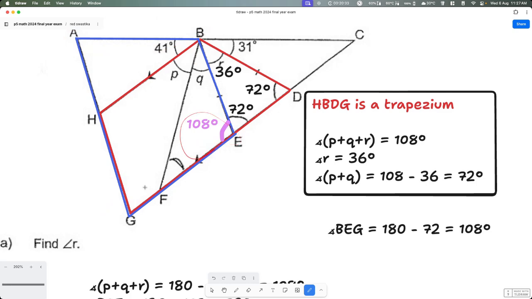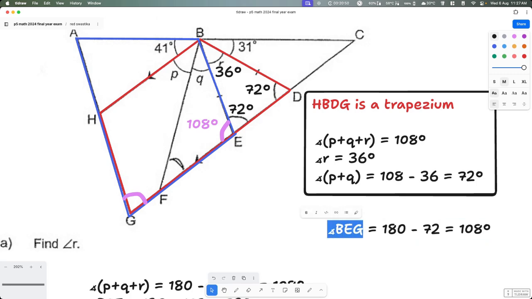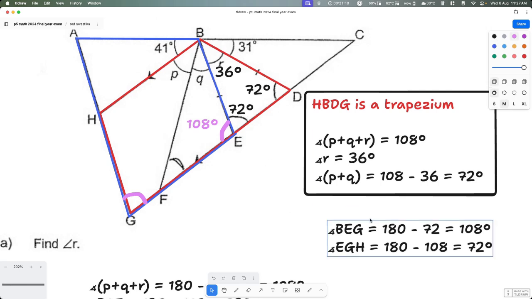That means the opposite angles on the parallel line, or adjacent line, sorry, is equal to 180. So in this case, I'm gonna draw this, and for this, the angle will be EGH. Okay, so in this case, angle EGH is equal to 180 minus 108, and this will equal 72 degrees. That's what you see over here. So this will then become 72 degrees.